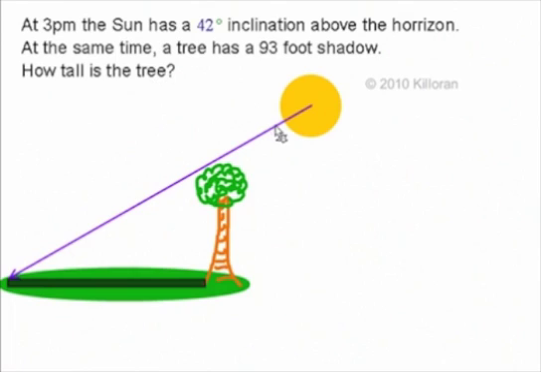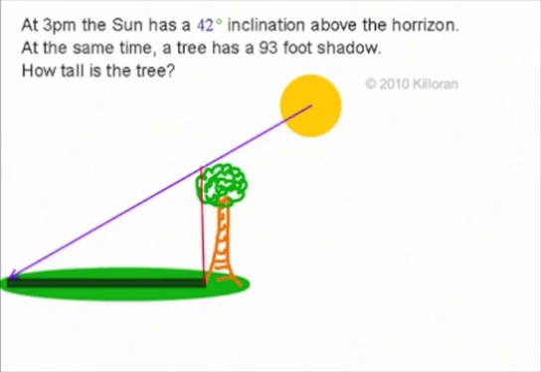Well, this isn't too hard. Here's the sun up here, shining light down, and it hits the top of the tree and casts a shadow at the same angle. So one thing we want to do is find the height of this tree. I'm going to draw an altitude here, and that'll make a right triangle out of this shape.